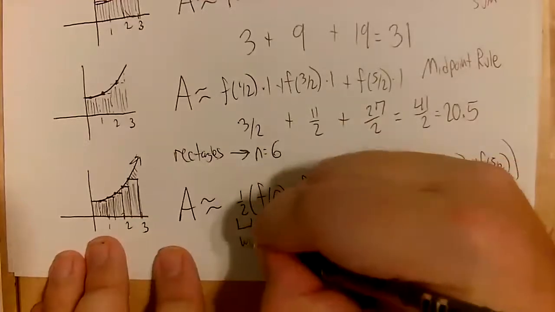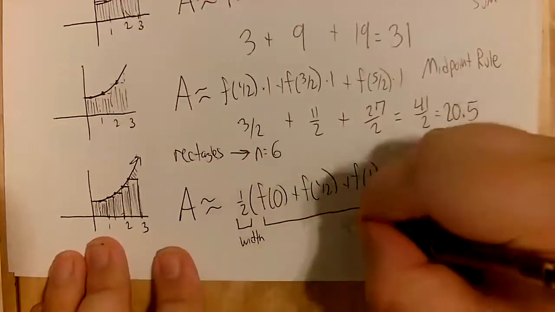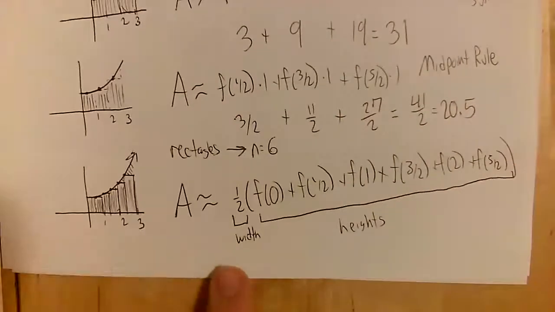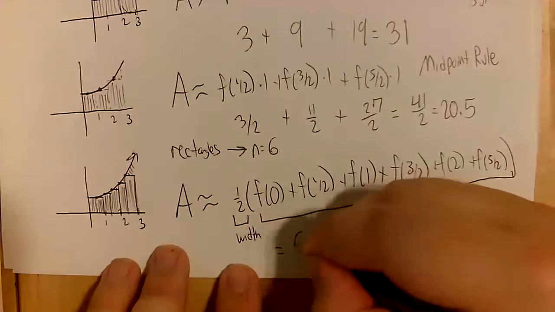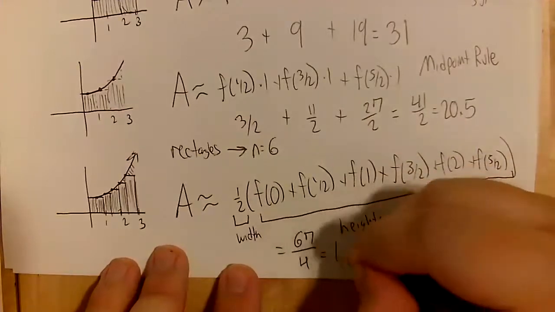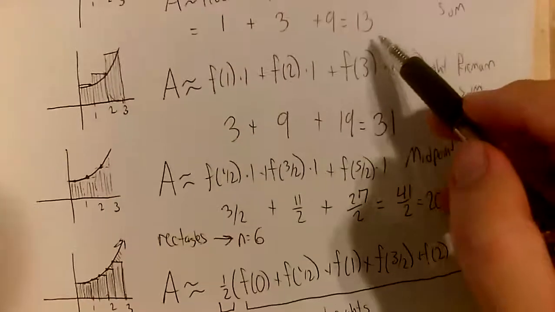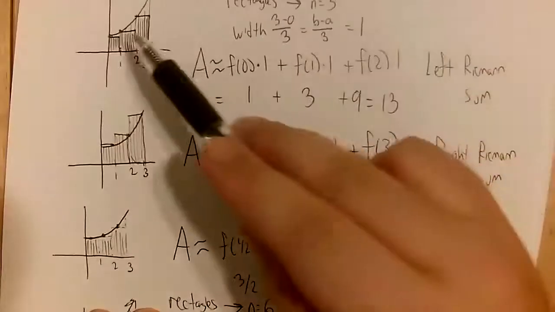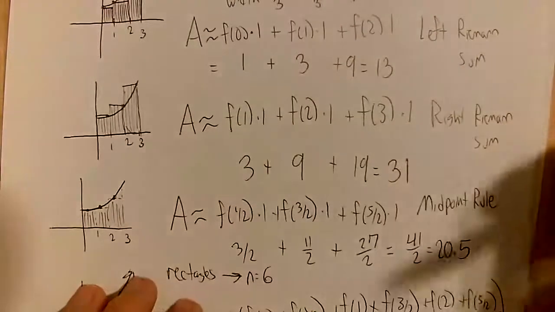So this is going to be the width for all the rectangles, and then these will be the different heights of each one. And if we do the arithmetic here once again, and we see what we get, we end up with 67 over 4, or 16.75. Now, this is going to be a bit bigger than our previous left-hand sum, and this makes sense because we're getting more of this area that we didn't get previously, so it's going to go up a little bit.